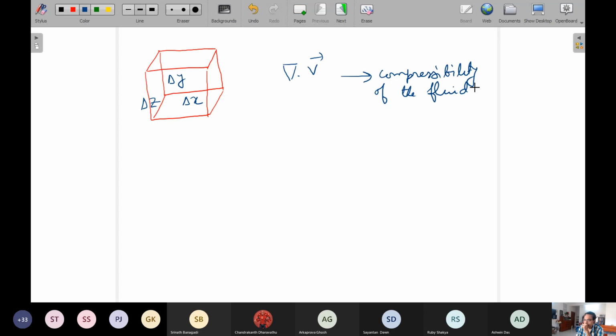Why is this related to the compressibility of the fluid? The reason is that if an identified volume of fluid is not changing with time, we say that it is virtually incompressible. If the identified volume of fluid is changing, we say it is compressible. So this divergence of the velocity is actually the indicating parameter whether the volume is changing or not.